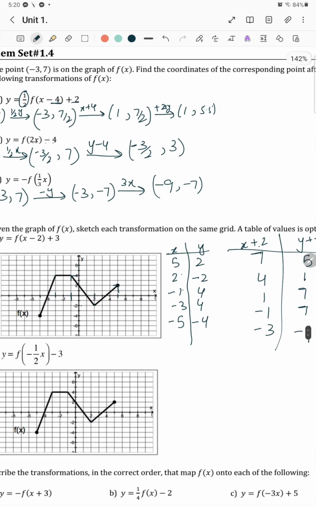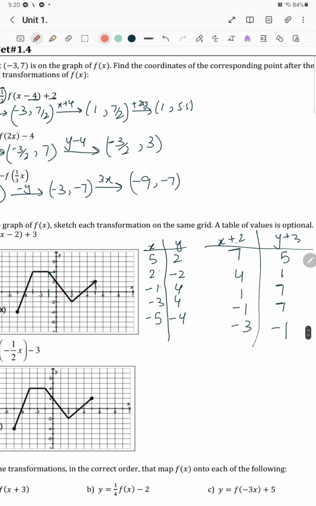Okay, so the new graph would be 7 and 5, 4 and 1, 1 and 7, minus 1 and 7, minus 3 and minus 1.